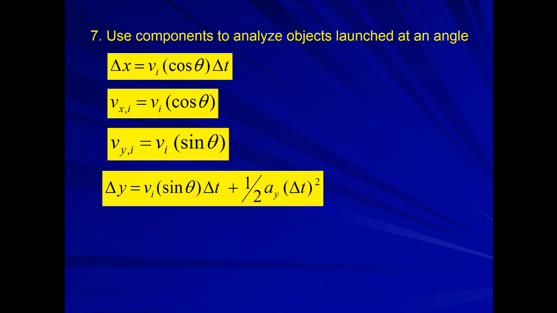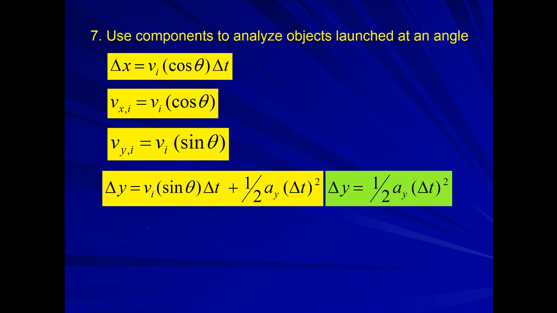Okay, so here's the equation that I just mentioned when I was giving the example of how high the basketball is. This was our equation in the last section: delta y equals 1/2 ay delta t squared. We used that because there was no initial velocity in the y direction.